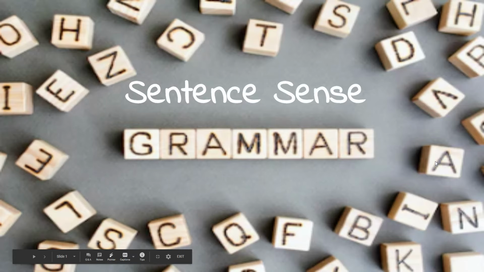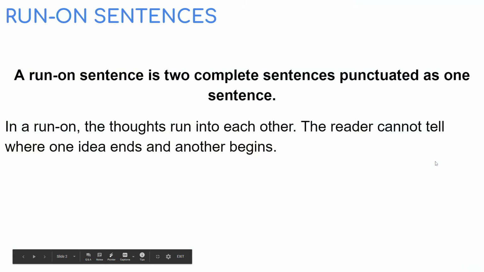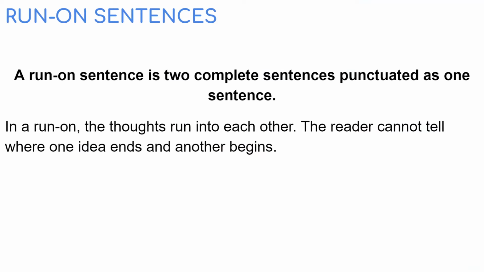This week, we're going to look at run-on sentences. A run-on sentence is two complete sentences, but only has punctuation as one sentence. So, thoughts run into each other, even if the two topics of each sentence are related. The reader cannot tell where one specific idea ends and the next one begins.